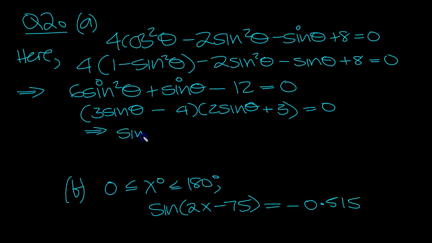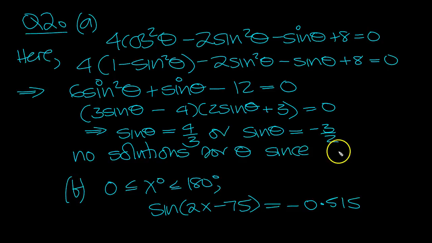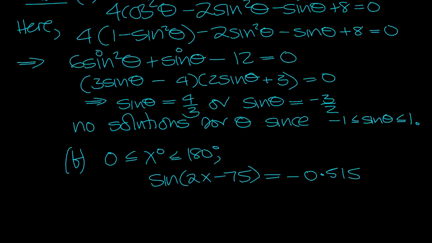So that tells us that sine theta is equal to 4/3. Sine theta is equal to minus 3/2. Not possible. No solutions for theta since sine theta is between minus 1 and 1, sine theta is less than or equal to 1. Okay, that's part A.